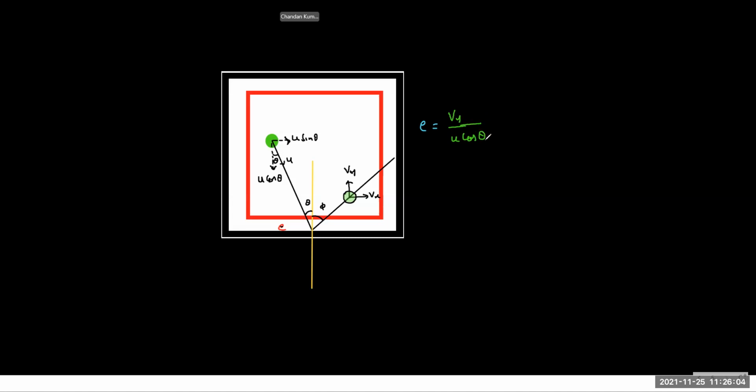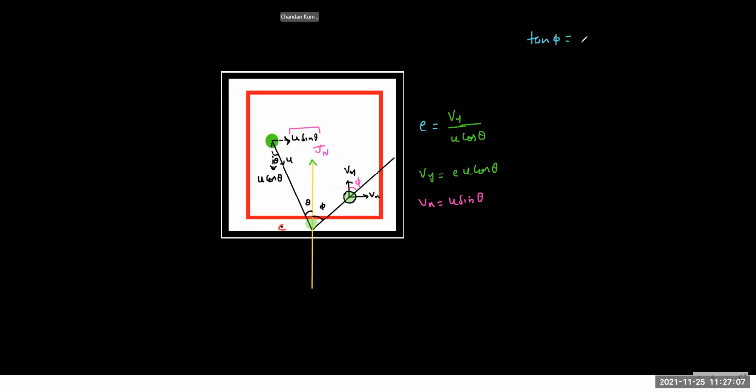Separation is the final event, approach is the initial event, and the initial event will be written in the denominator and the final in the numerator. So this gives you the idea that Vy must equal EU cos theta. And if you understand the concept of impact, which you should, then you will realize that impact is only possible in this direction, and therefore the direction which is perpendicular to the impact, the velocity will be unaffected. So this impulse cannot change this value. So Vx will remain what it was, and therefore the angle phi is determinate. We can calculate this value.